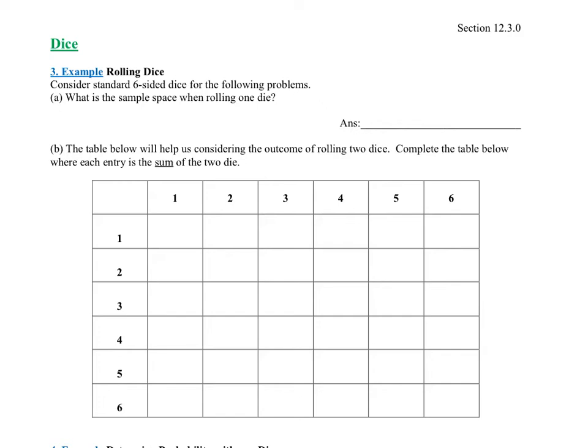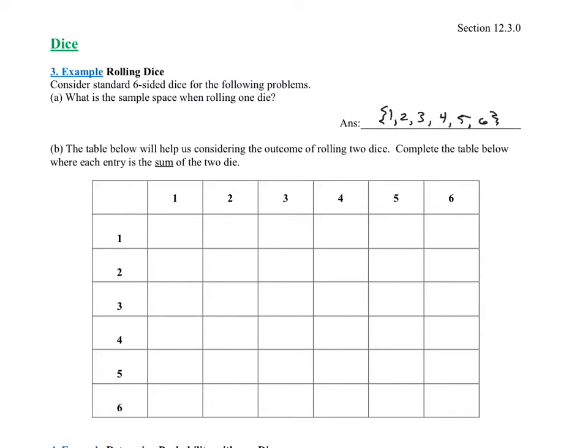Now that we've done coins, let's move on to dice. It says, consider rolling a six-sided die for the following problem. Standard six-sided die. It says, what is the sample space when rolling one die? Well, if it's a standard six-sided die, we could have any of the numbers 1, 2, 3, 4, 5, or 6.